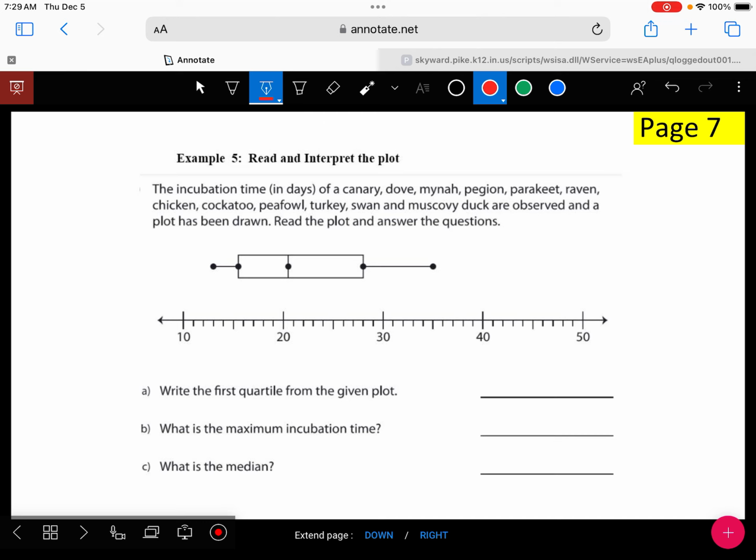Last question. So we have to figure out, based on this, so remember, first quartile, that is the same thing as your lower quartile. So you have to look at this box plot, name where is your lower quartile, what is your maximum, and what number represents the median. So you should be able to look at that box plot and identify what those 3 numbers are.